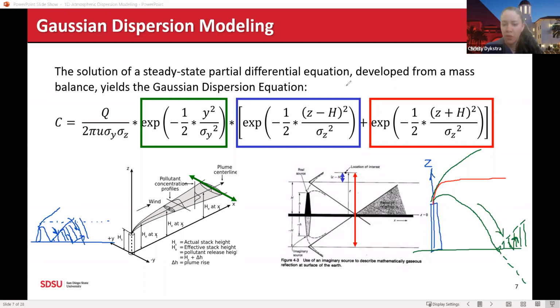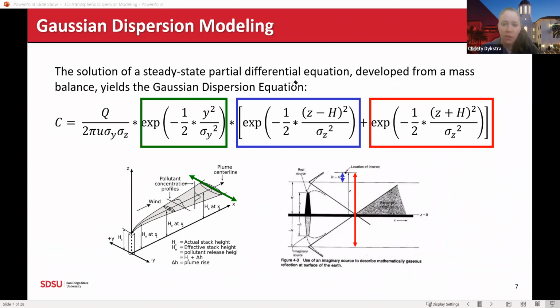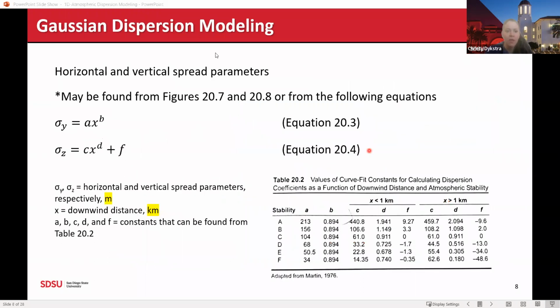let's see, we'll clear all of these. So because of that, we have two components here. We have this component, which is the non-mirror image component, and then this, which is representing the mirror image component from the bouncing off of the ground. All right, so that's our equation here.